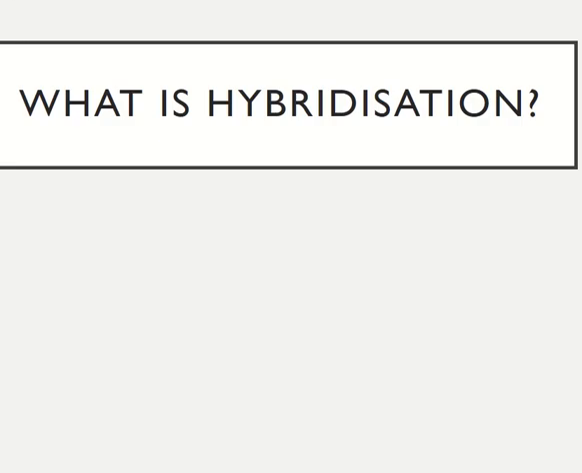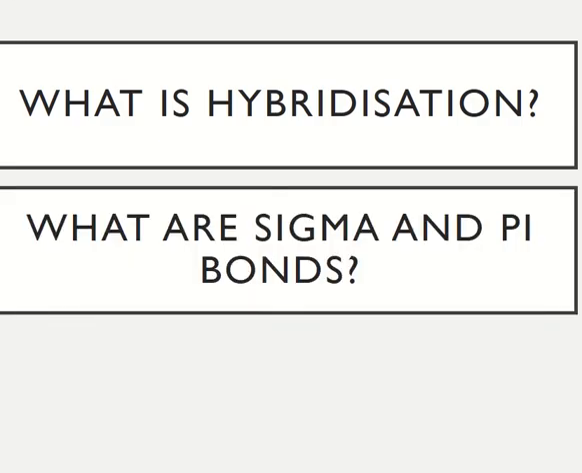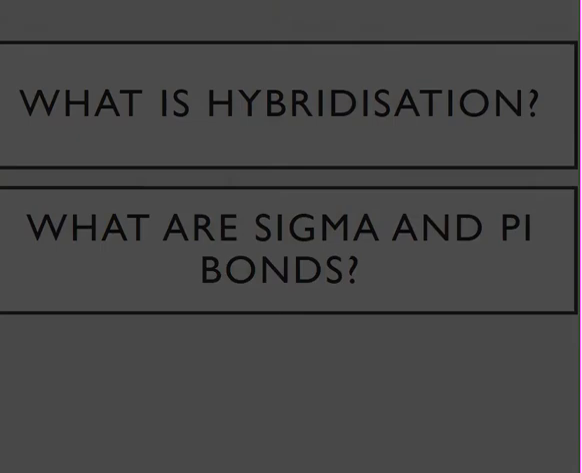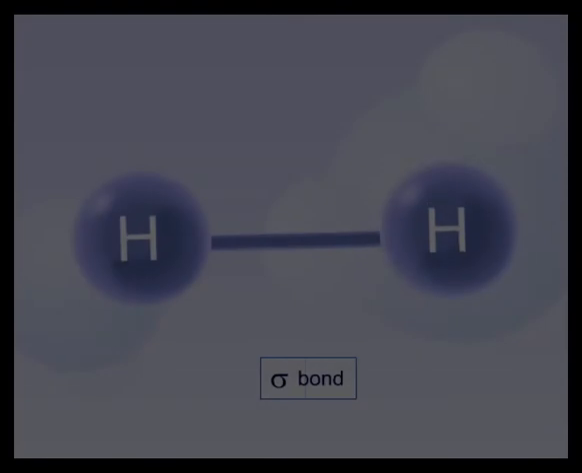Do you know what is hybridization? Do you know what is a sigma bond and a pi bond and the difference between them? In this section, you will learn these concepts before we move on to the study of organic chemistry. So let's start with a sigma bond.